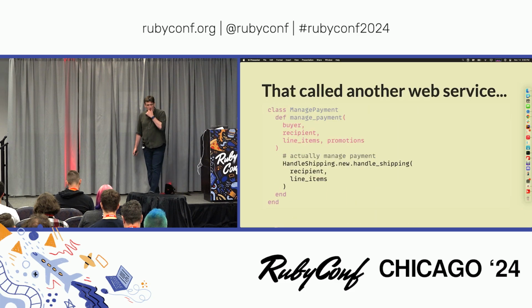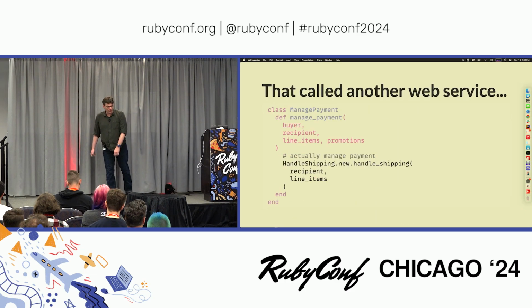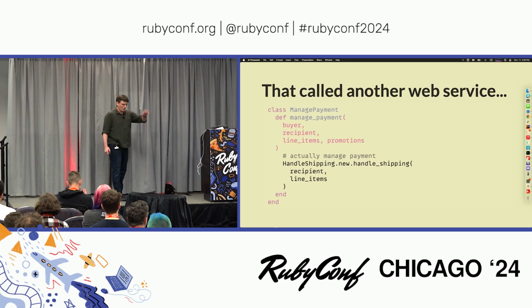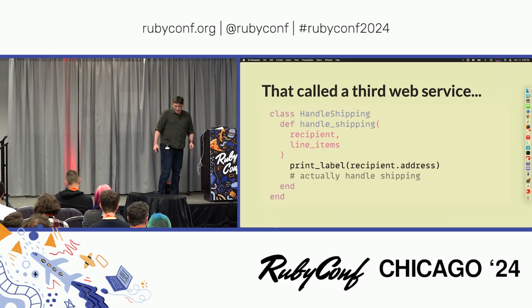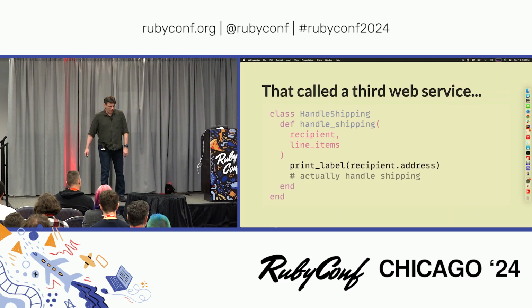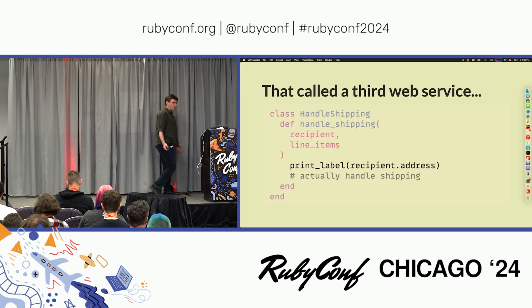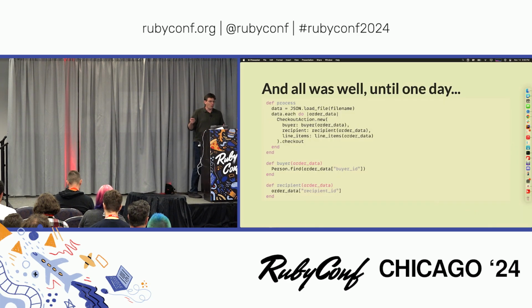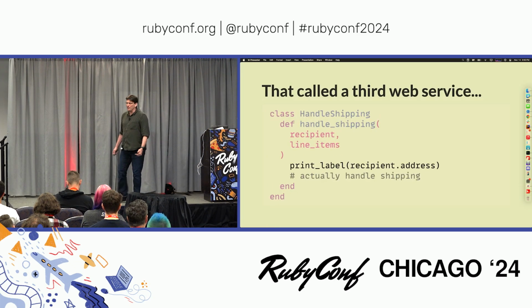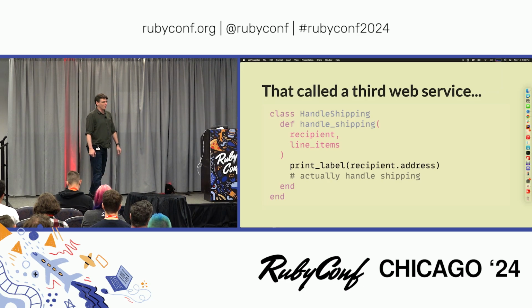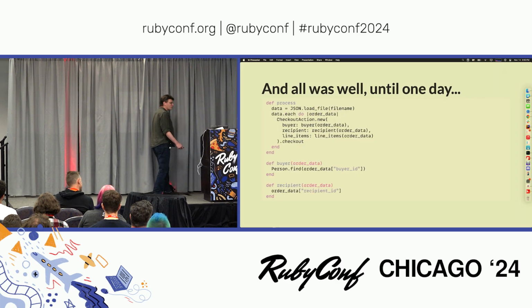The managed payment goes off and it calls another web service called handle shipping. It actually manages the payment. We're hand waving that in a comment because this is not a real app. This is a toy problem. And it calls a third web service that actually prints the label. And at this point, it actually invokes the recipient for the first time. And this all works well and good in process. And then we imagine one day in the future, this app gets really wildly popular and third-party people can start sending us JSON API requests. So somebody else comes along and writes a batch processor for this service. Okay? And it looks like this.